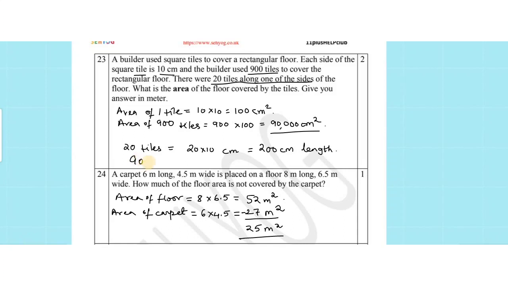To answer in meter units, centimeter square has to be converted to meter square. Now we know to convert from centimeter to meter, we divide by 100, and since it is a square unit, we have to divide by 100 2 times. So it is divided by 100 times 100, which is 9 meter square, which is our answer.